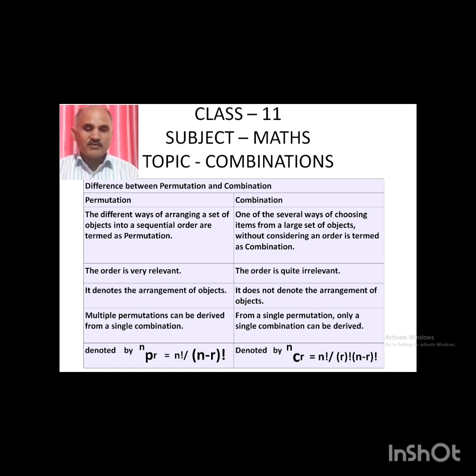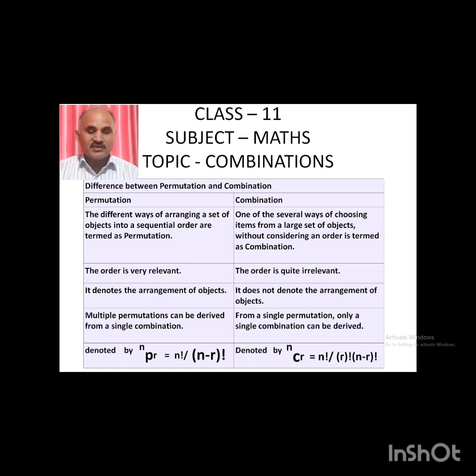In case of permutation, there are different ways of arranging a set of objects into a sequential order, that means order is required. Whereas in case of combination, one of the several ways of selecting items from a large set of objects without considering an order is termed as a combination. Order is very relevant in case of permutation, whereas order is not required in case of combination. We can say order is quite irrelevant.